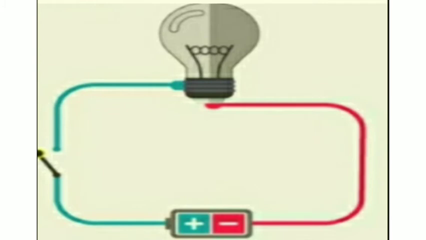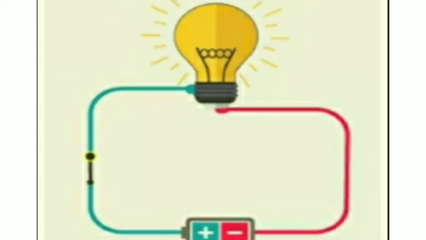So when will the bulb glow? Here this symbol represents the switch. Now you will learn this representation in class 7 in detail. Now whenever you switch it on, the bulb will glow. Why this happened? Because here the circuit is complete.